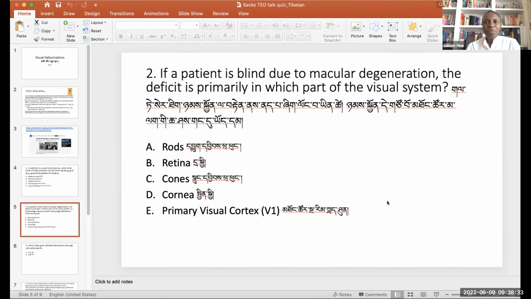Okay. If a patient is blind due to macular degeneration, the deficit is primarily in which part of the visual system? So you will choose your answer, and then you will have to tell me about it.